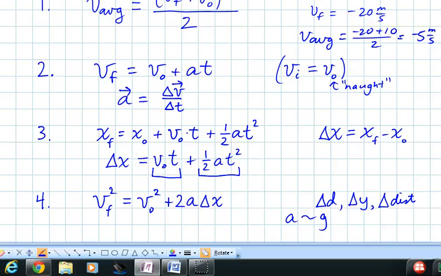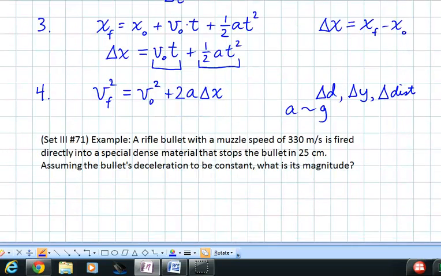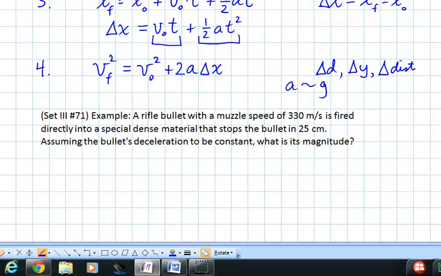Okay, so here's an example. A rifle bullet with a speed of 330 meters per second is fired directly into a dense material that stops the bullet in 25 centimeters. Assuming the bullet's deceleration to be constant, what is its magnitude? So this is one of your problems from set 3, so if you're paying attention, you could just copy. So anyways, what do we know?